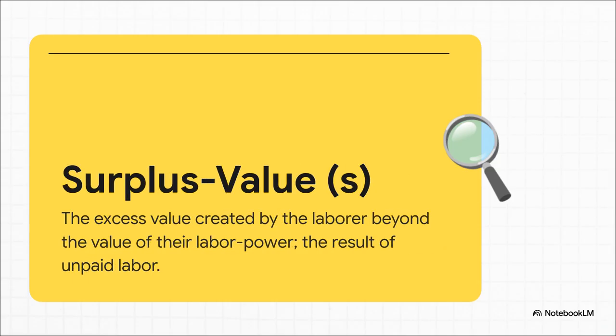And that excess, that extra bit, is our third piece, surplus value, or S. This is the value that the worker creates after they've already created enough value to cover their own wages. It's the product of what Marx calls unpaid labor time. And let's be clear, for Marx, getting this surplus value isn't just a nice bonus. It is the absolute fundamental driving force behind the whole system of capitalist production.